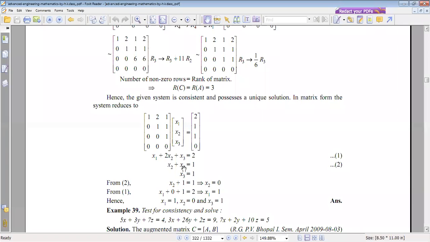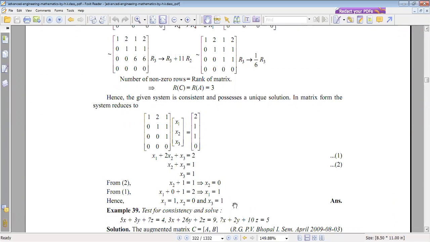Now, if we put x3 equal to 1 in equation number 2, what you got then? x2 plus 1 equals 1, 1 will be cancelled, x2 is equal to 0. Now, put x2 equal to 0 and x3 equal to 1 in equation number 1, we will get x1 equal to 1. So, what is the solution? That means x1 is equal to 1, x2 is equal to 0, and x3 is equal to 1. So this is the solution.